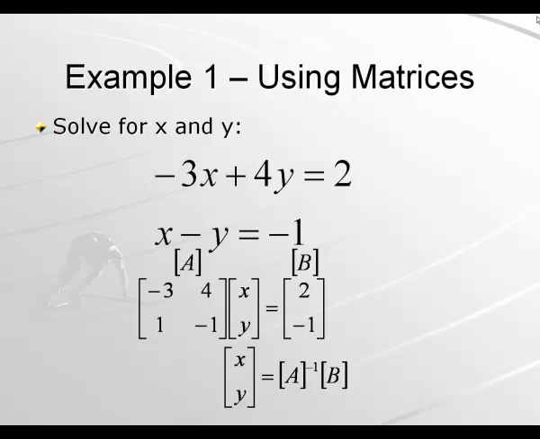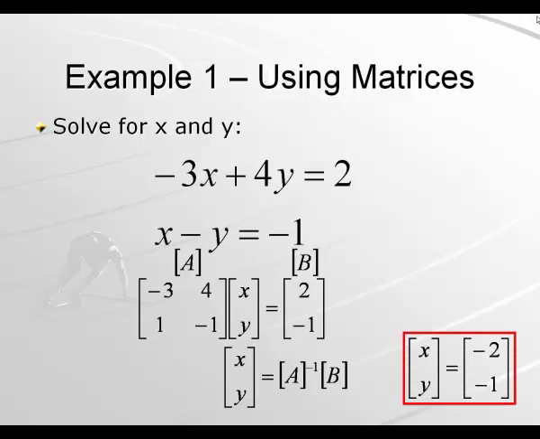So second matrix, pick B, and then if you hit enter, you'll get your solution for x and y, and we learned that x is negative 2 and y is negative 1. This is the intersection of those two equations.